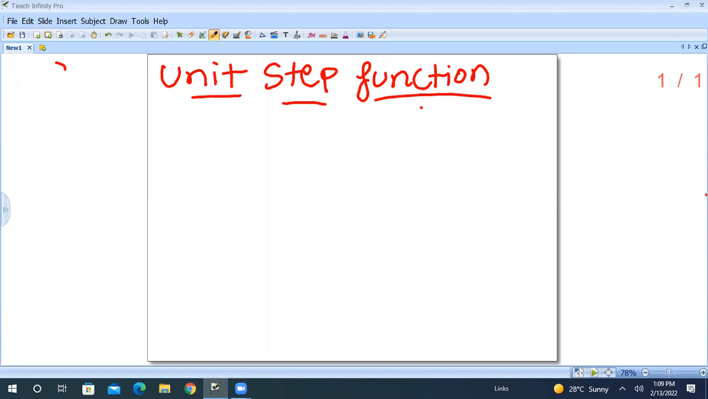Unit step function is a new topic here for you. So, continuing with the unit step function, first we will start with the definition.